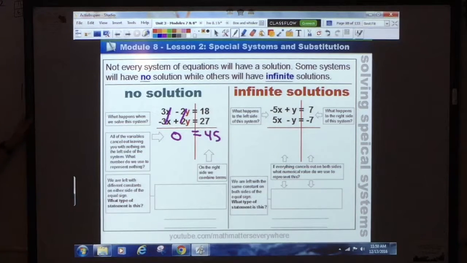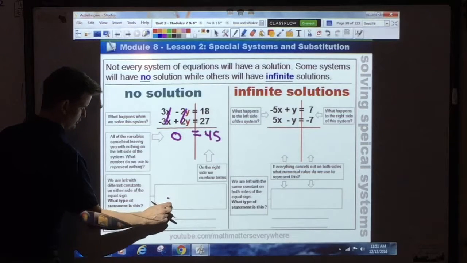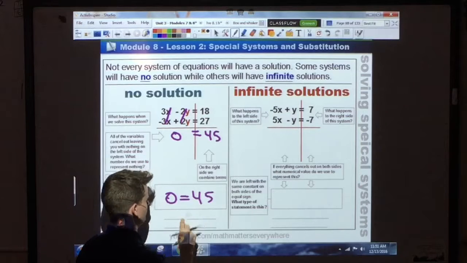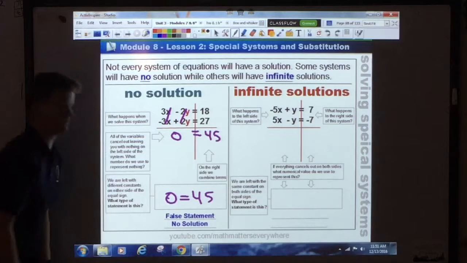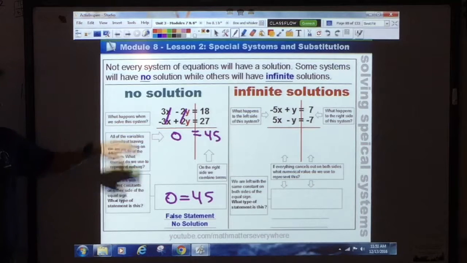And then you have to ask yourself, does 0 equal 45? Yes or no? No. So what type of statement is that? No solution. We have 0 equals 45. That is a false statement, and it has no solution. When you end up with a statement that is not true, such as this one, that means that there's no solution. You'll see everything cancels out.